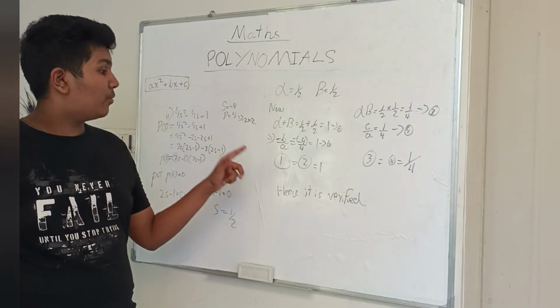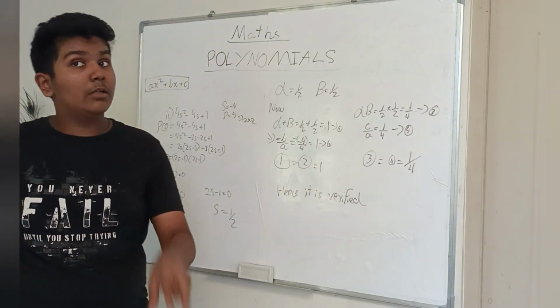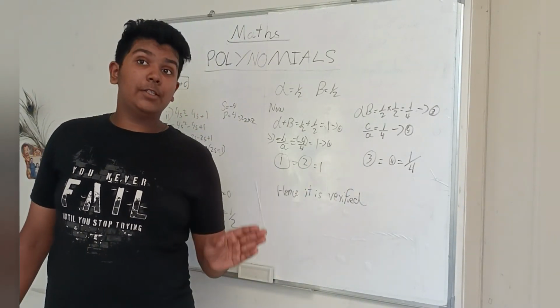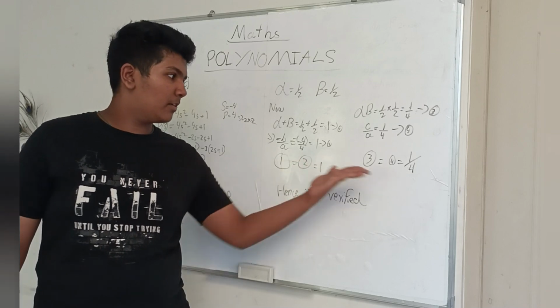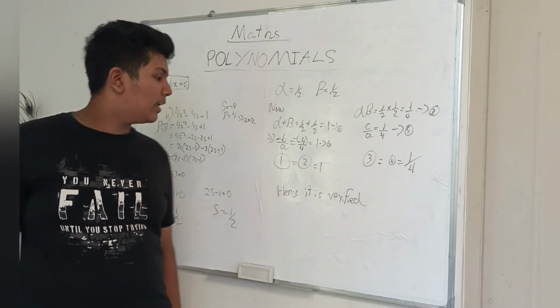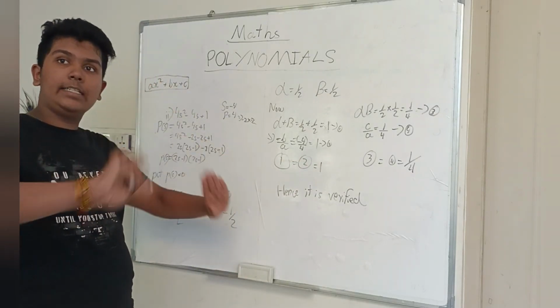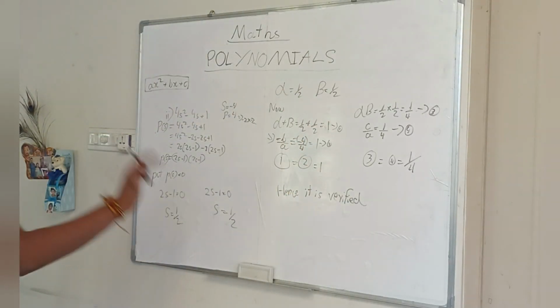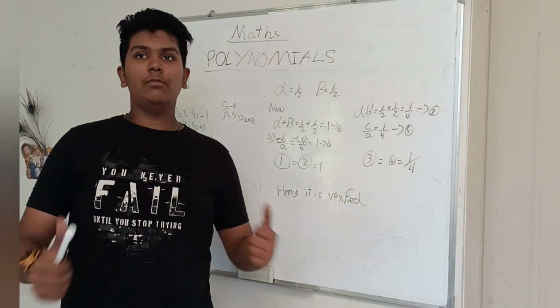Now equation number 1 is equal to equation number 2, which is 1. Equation number 3 is equal to equation number 4, that is 1 by 4. Hence it is verified that these zeros are half and half. So it is correct.